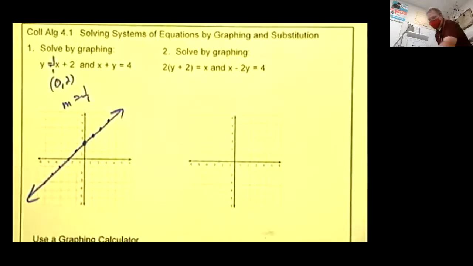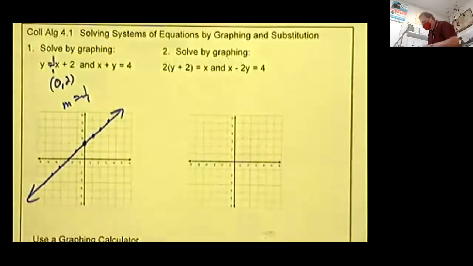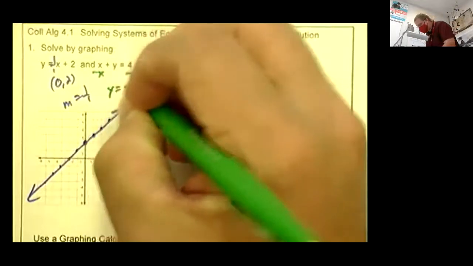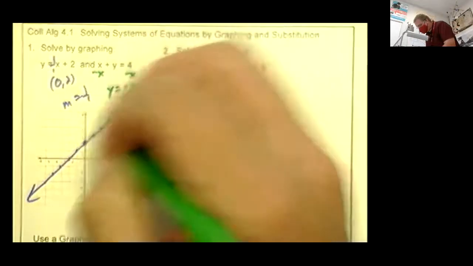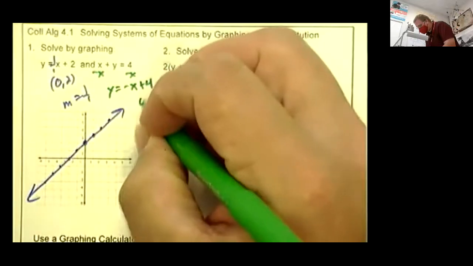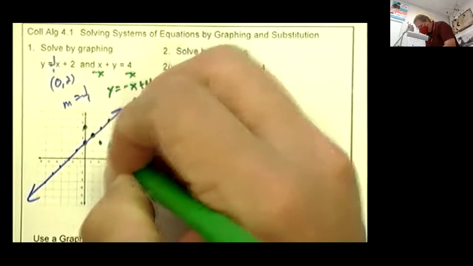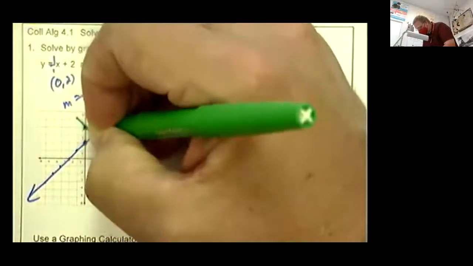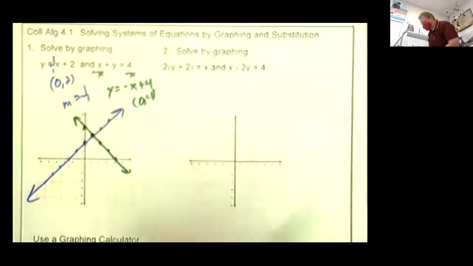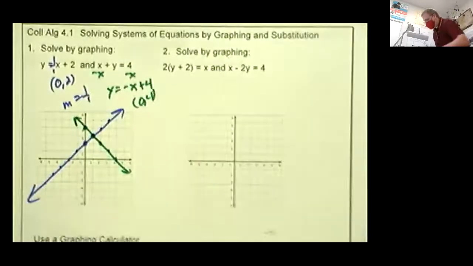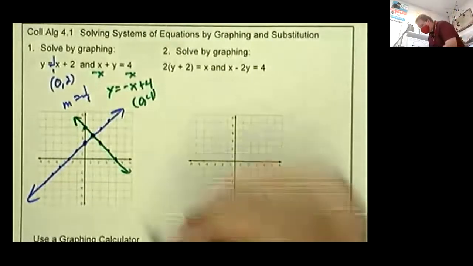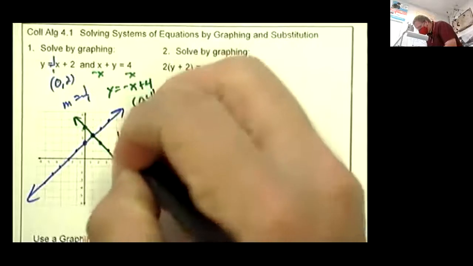And then if I do fancy and get a different color, we need to solve for y first. We need to subtract x from both sides. So y is negative x plus 4. So our y-intercept is (0, 4), and we're going down 1, right 1. And if we do these right, it should intersect at some point. Here, that point was (1, 3), the ordered pair.